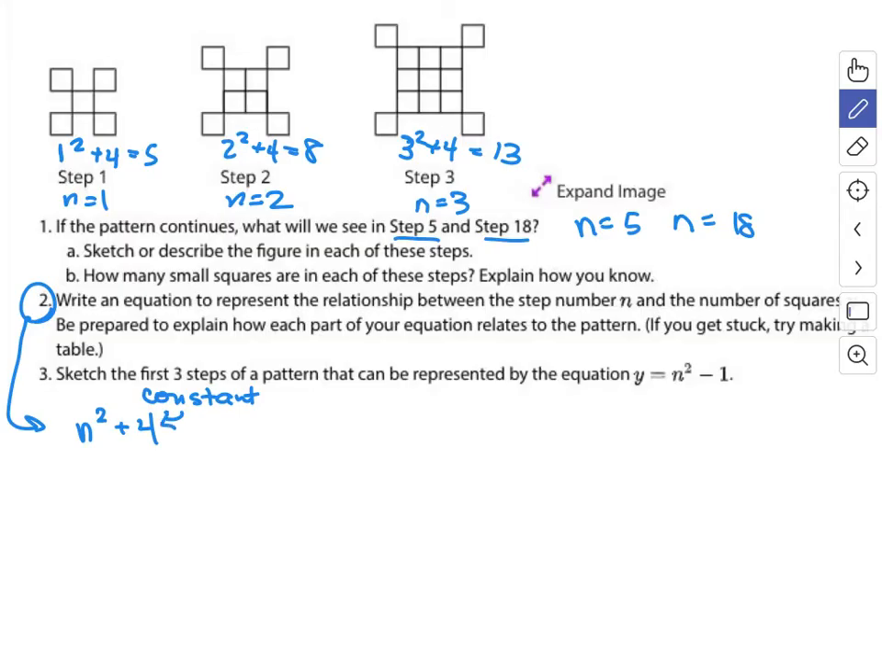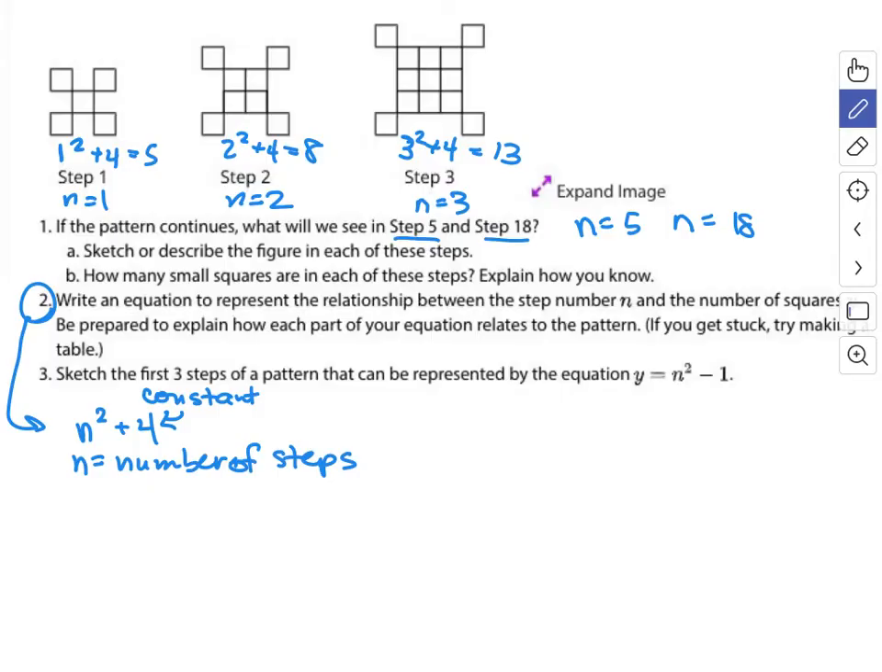Be prepared to explain how each part of your equation relates to the pattern. N equals the number of steps. And then sketch the first 3 steps of a pattern that can be represented by the equation n squared minus 1.